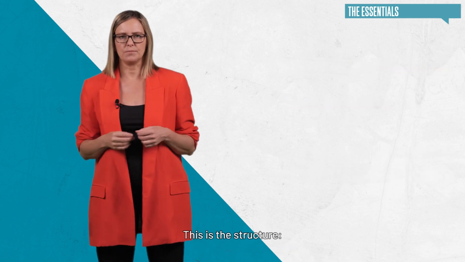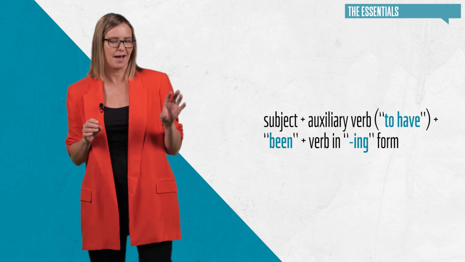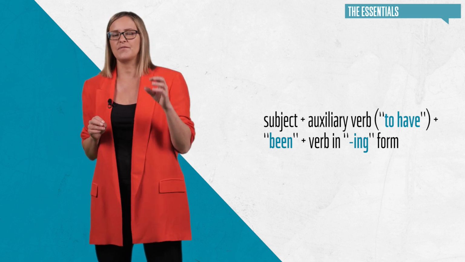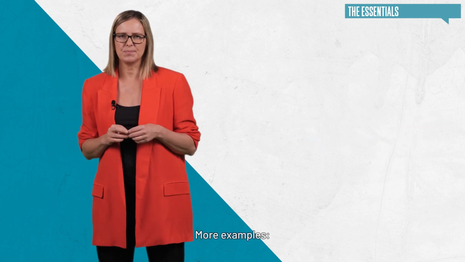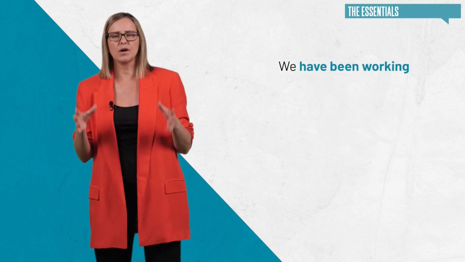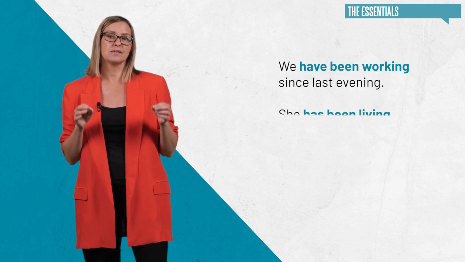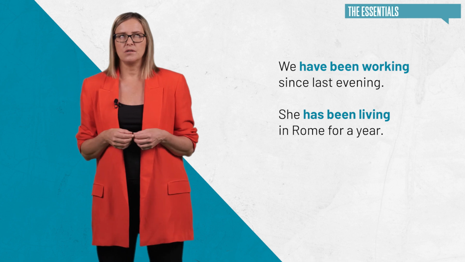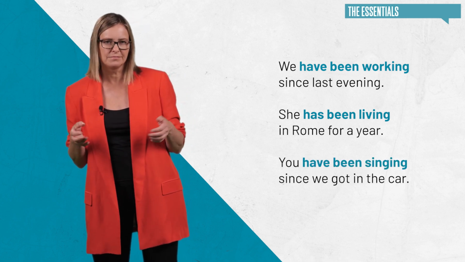This is the structure: subject plus auxiliary verb to have plus been plus verb in ing form. More examples. We have been working since last evening. She has been living in Rome for a year. You have been singing since we got in the car.